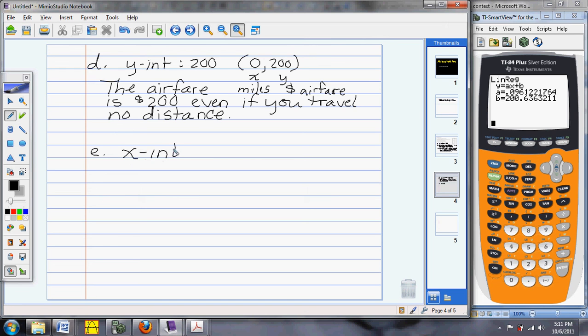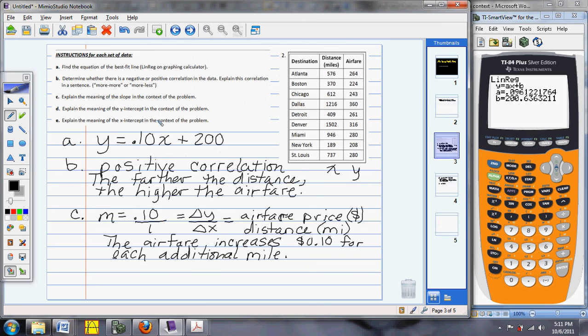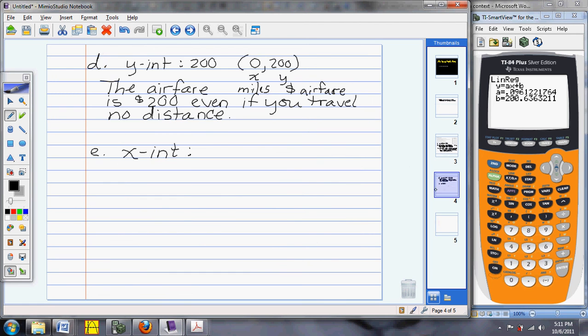Okay, the last thing we're going to find is the x-intercept. Now, we can't directly see the x-intercept in the equation. It's not listed here, only the slope and the y-intercept. So what you have to remember is that the x-intercept is of the form (something, 0). In other words, plugging in 0 for y and solving for x. So I'm going to take the equation. Here's my equation, y equals 0.10x plus 200, and I'm going to substitute 0 in place of the y and then solve for x.